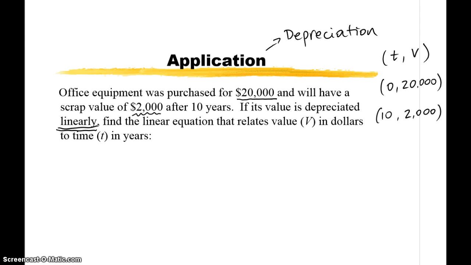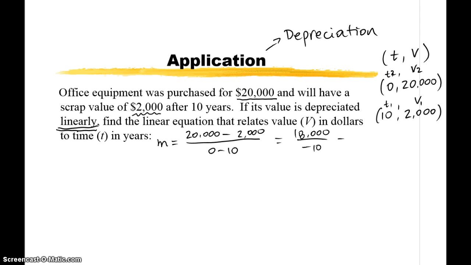I could use that to calculate the slope of this model. So the slope would be 20,000 minus 2,000, the difference in v, divided by 0 minus 10, the difference in t. Think of this, if you want, as (t2, v2) and (t1, v1), and we have v2 minus v1 over t2 minus t1 as a formula for slope. That gives us 18,000 divided by negative 10, or negative 1,800.